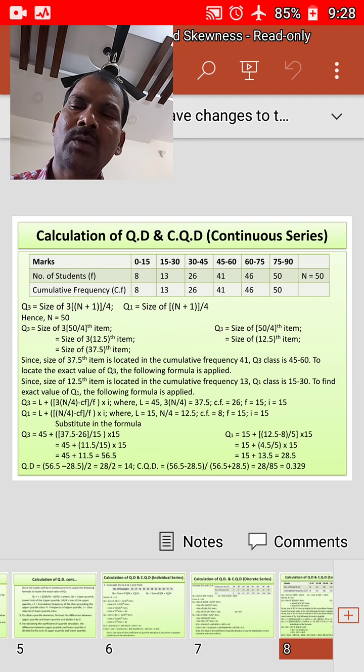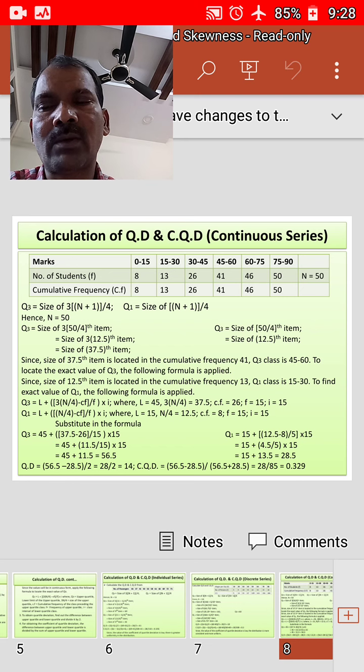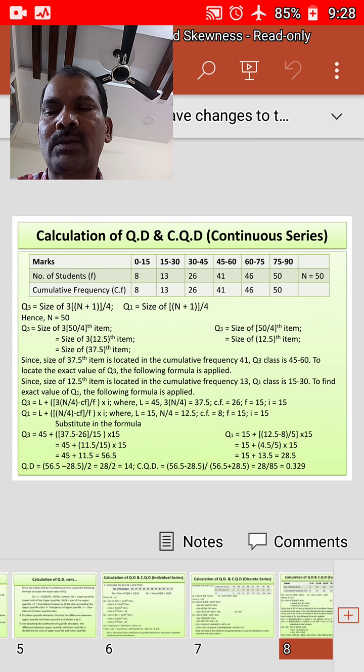Coefficient of quartile deviation is equal to (Q3 minus Q1) by (Q3 plus Q1). This is the formula given and we know that. Now we substitute the same in the formula. Q3 is 56.5, Q1 is 28.5. Hence (56.5 minus 28.5) by (56.5 plus 28.5), that is 28 by 85, which is equal to 0.329.